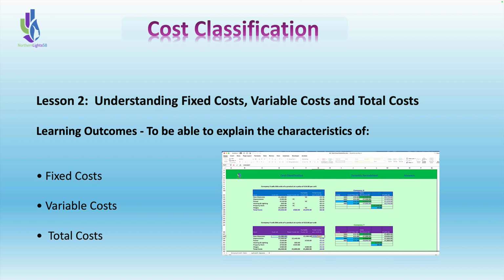Lesson 2. Understanding fixed, variable and total costs. Your learning outcomes here are to be able to explain the characteristics of fixed costs, variable costs and total costs.